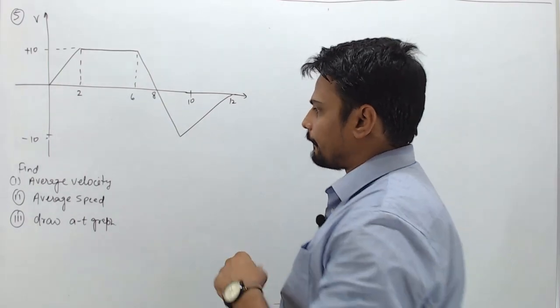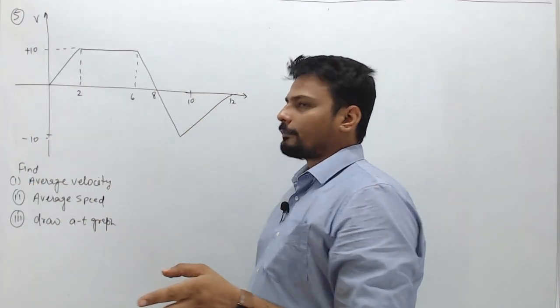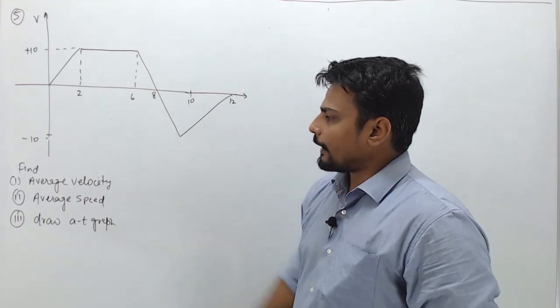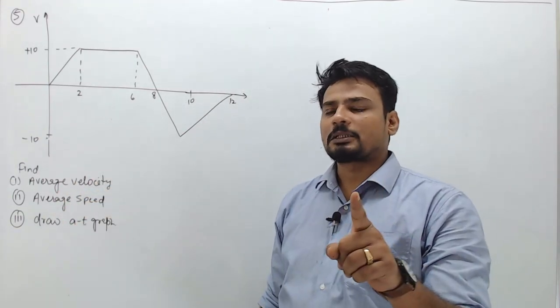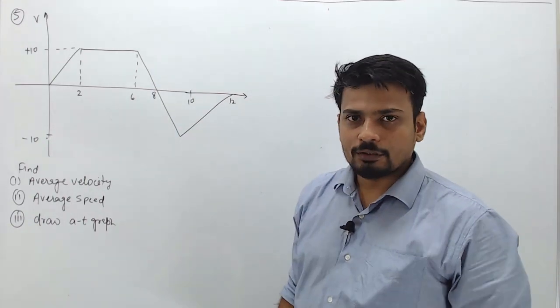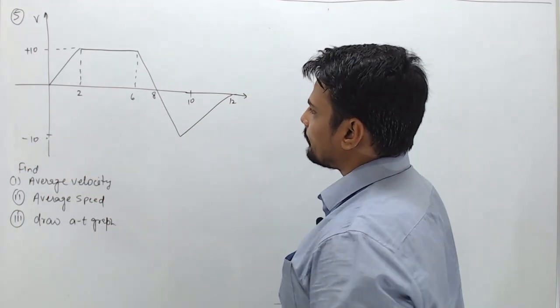So first of all, let us find the average velocity. Now, you must be aware of the fact that in a velocity-time graph, the area gives you the displacement. Average velocity is all about the total displacement by the total time taken. I taught you this a long time back, in the first or second videos on kinematics. So the average velocity would be total displacement by the total time taken.